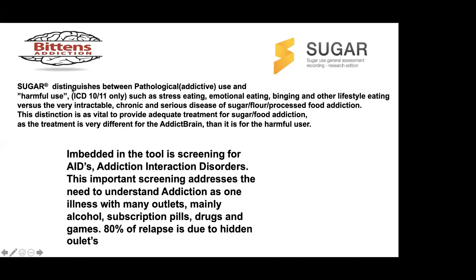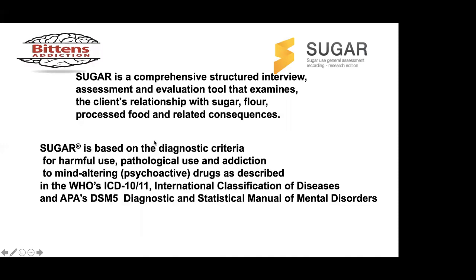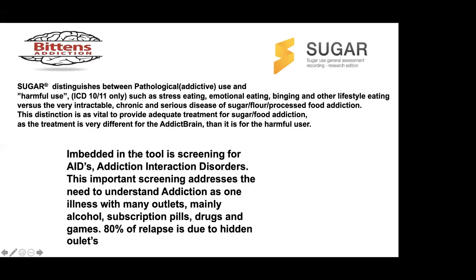So it distinguishes between pathological addictive use, harmful use, such as stress eating, emotional eating, binging, versus the very intractable primary, I would say, chronic and serious disease of sugar, flour, processed food addiction. So we follow ASAM's definition, of course. And embedded in the tools is screening for other outlets, as I showed you. Okay.